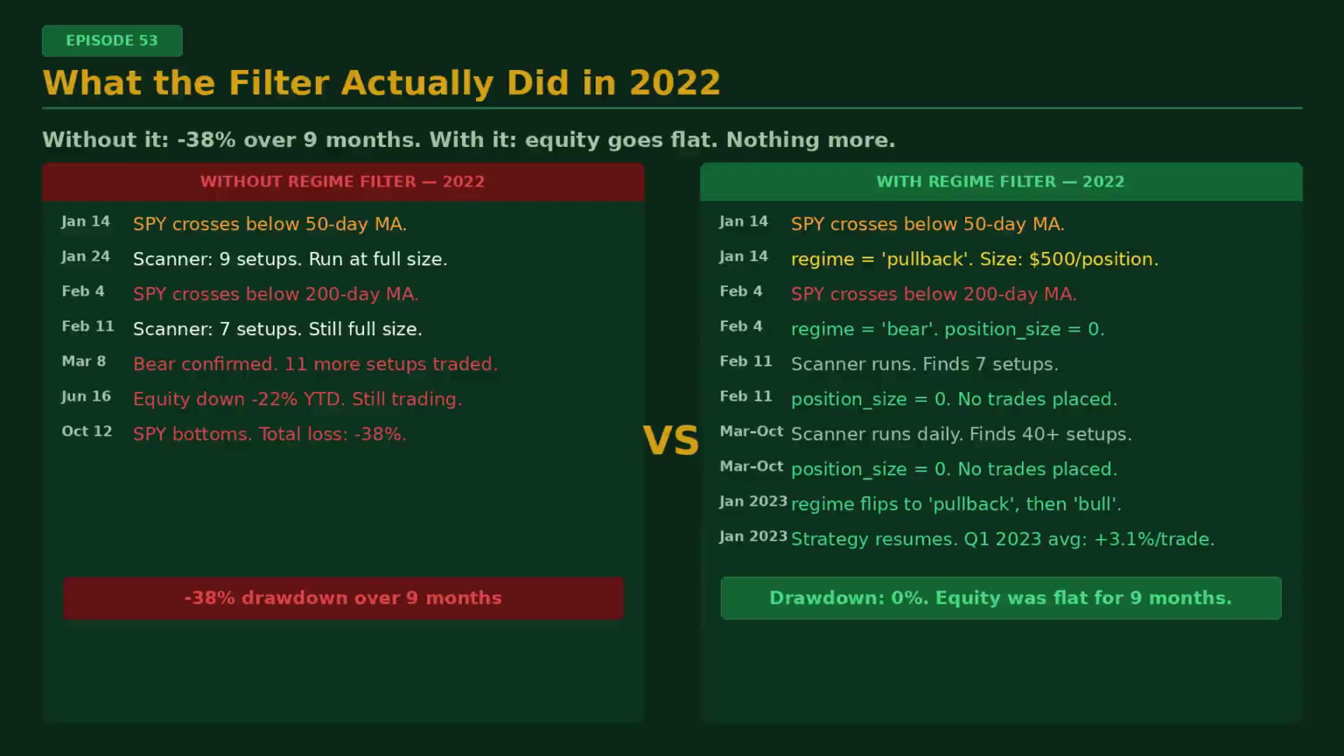When SPY reclaimed its 200-day in January 2023 and the label flipped back to pullback and then to bull by March, the strategy resumed, and the setups from the first quarter of 2023, run now in a recovering bull market, had an average gain of 3.1%. The bear year was not a bad year for the strategy. It was a year the strategy correctly identified as untradable and waited out.